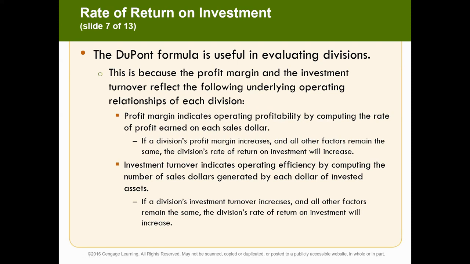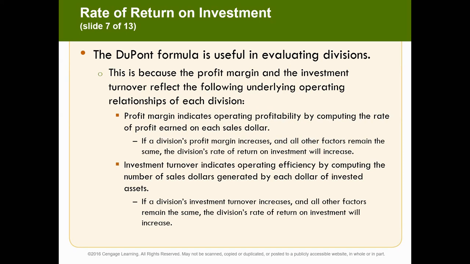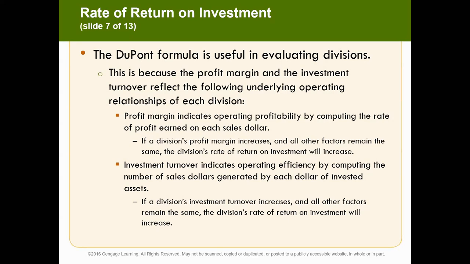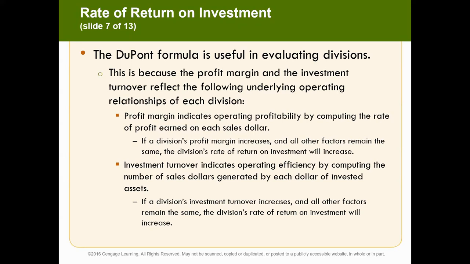Okay. So the DuPont formula is useful in evaluating the divisions, as we just discussed. This is because the profit margin and the investment turnover reflect the operating relationships of each division. We look at the profit margin to tell the profitability by computing the rate of profit earned on each sales dollar. If a division's profit margin increases, all the other factors remaining the same, then the division's rate of return on investment will increase. The opposite is also true.